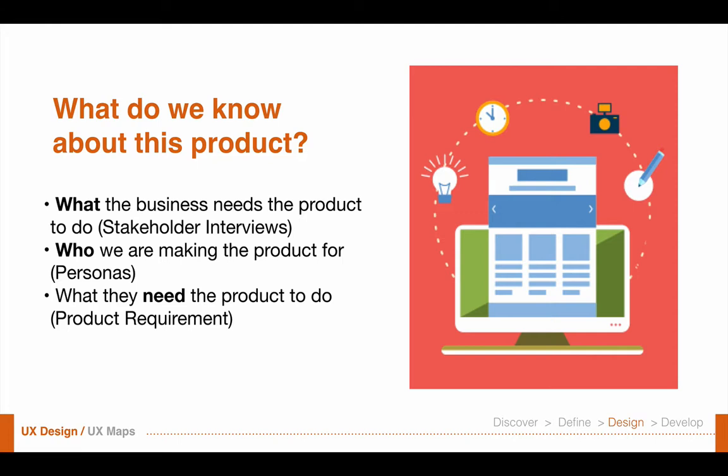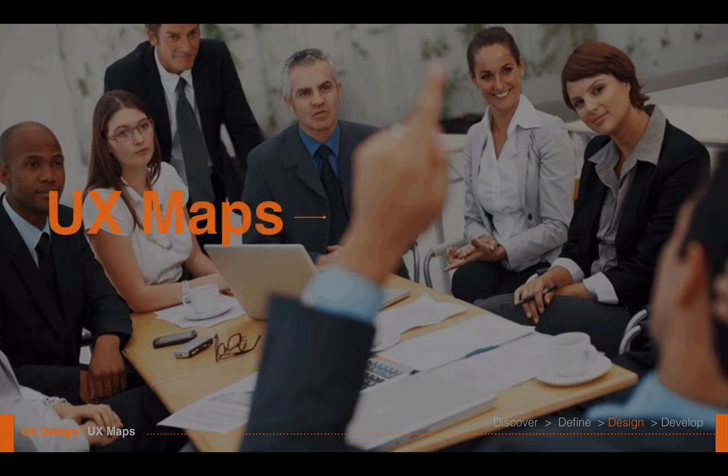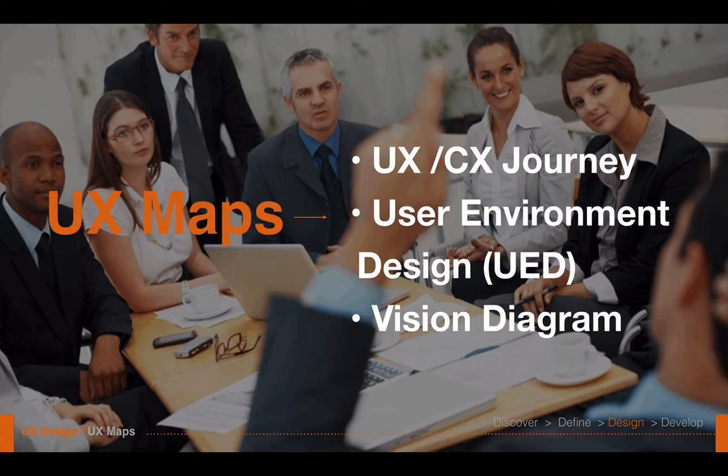We also know who we are making the product for, basically the personas that we have developed. And we know what they need the product to do: the different scenarios and product requirements that we made through week 6. Out of all those, we have to connect things together to make some kind of UX map. In UX maps, we are going to talk about three types: UX journey, UX environment design, and vision diagrams.